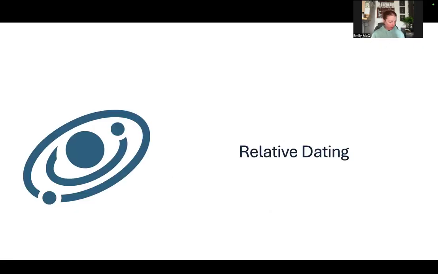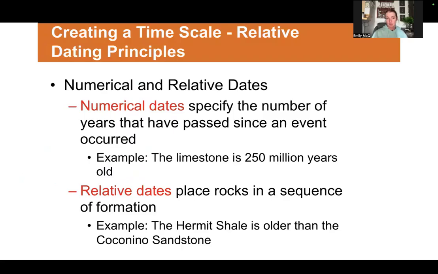So I keep talking about these layers and stratigraphy and the sedimentological record, and you're like, what does this mean, Emily? So glad you asked. This comes down to relative dating. So numerical dating specifies the numbers of years that have passed since an event.